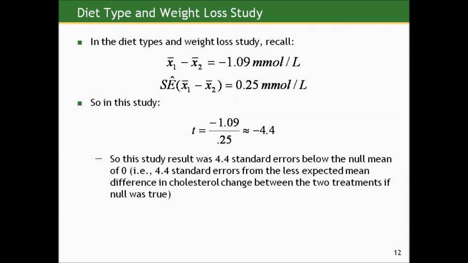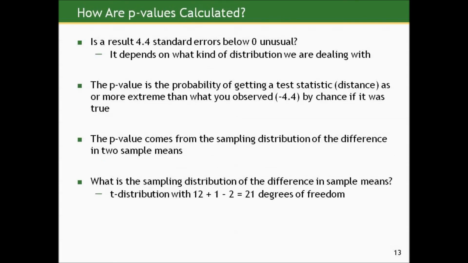4.4 standard errors less than the expected mean difference in cholesterol change between the two treatments if our null was true. So is 4.4 standard errors below 0 unusual? Well, it depends on what kind of distribution we're dealing with. The p-value, again, is the probability of getting a distance as or more extreme than what we observe by chance alone. In other words, getting something as far or farther away than 4.4 standard errors. This p-value comes from the sampling distribution of the difference in two sample means. What is the sampling distribution? Well, we already used it once to get the confidence interval. It's the t-distribution with 21 degrees of freedom.